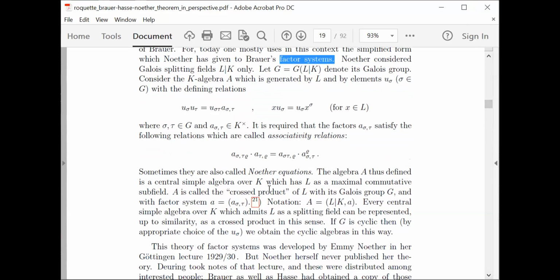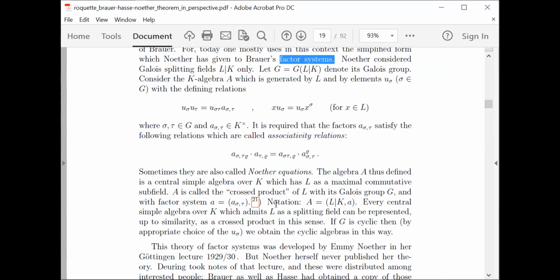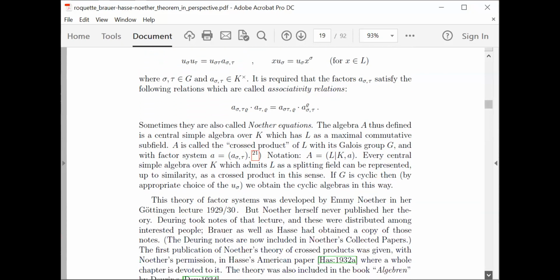So this is where Noether had invented 2 cocycles on a group with values in a module of that group, because the Galois group's acting on the larger field. She developed it in her Göttingen lecture from 1929 to 1930, but she never published it, as is so often the case.